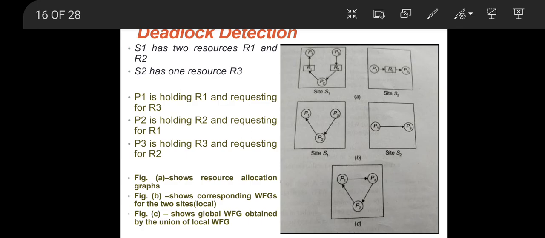Now, how deadlock detection is done in a distributed system is similar to that of a centralized system. A resource allocation graph or wait-for graph will be drawn, the wait-for graphs of different processes will be collected, and then it will be checked whether the system is in a deadlock condition or not.